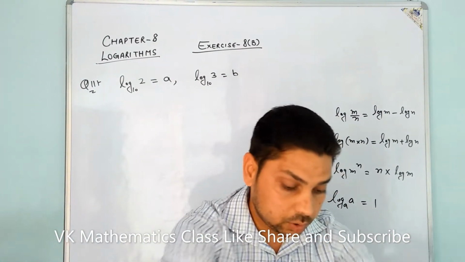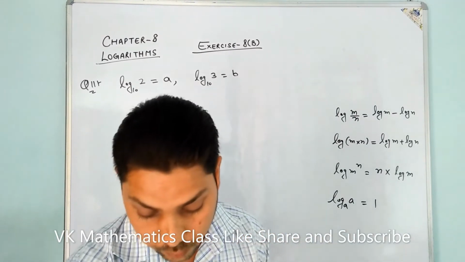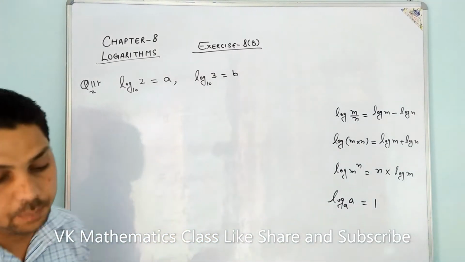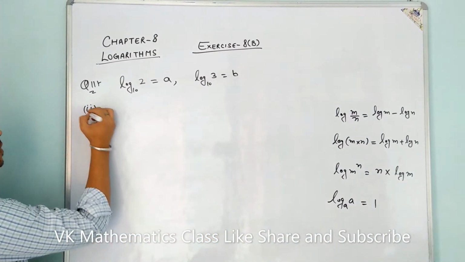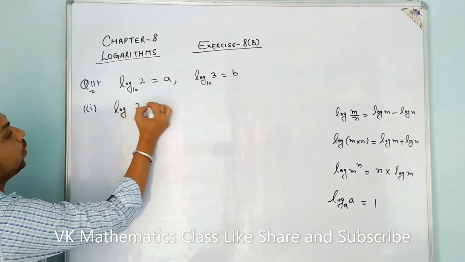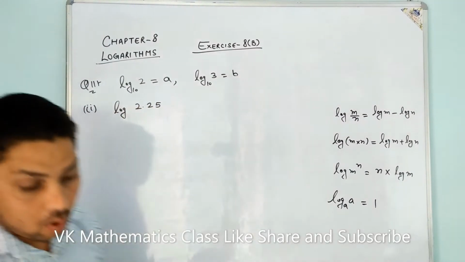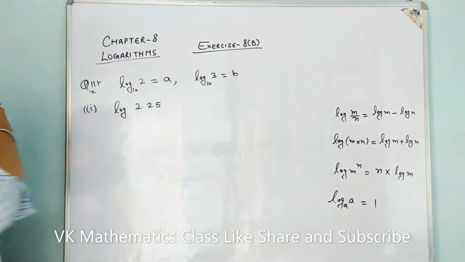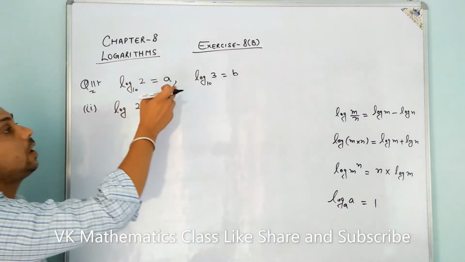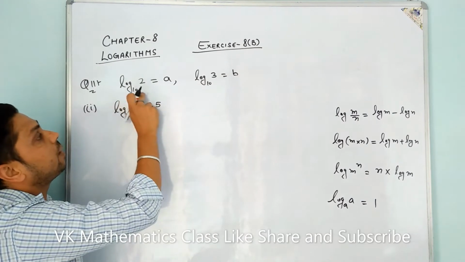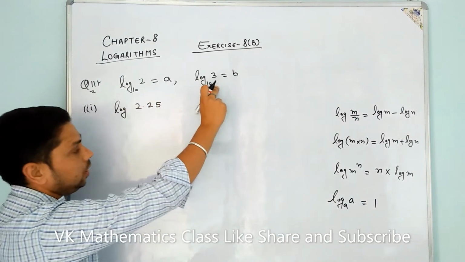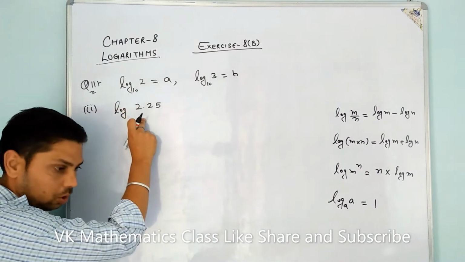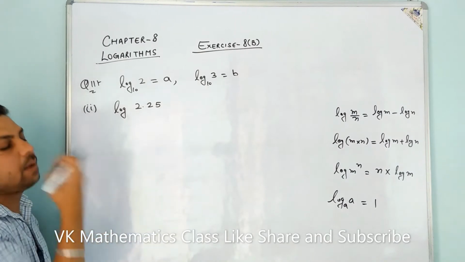Here so many parts are given. We'll solve only a few parts. Starting with the second part, log of 2.25, and we have to express this term in terms of a and b. We have the values of log 2 and log 3, so first I reduce the term into log of 2 and log of 3, or the prime factorization form.